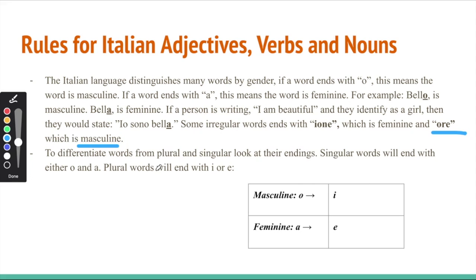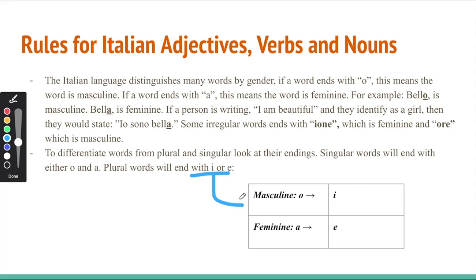In order to differentiate words from plural to singular, for example, singular words are he, she. Plural would be they, all of them, you all. You have to look at the words' endings. Singular words will end with either O or A. Remember, A is feminine, O is masculine. And plural words will end with I or E.